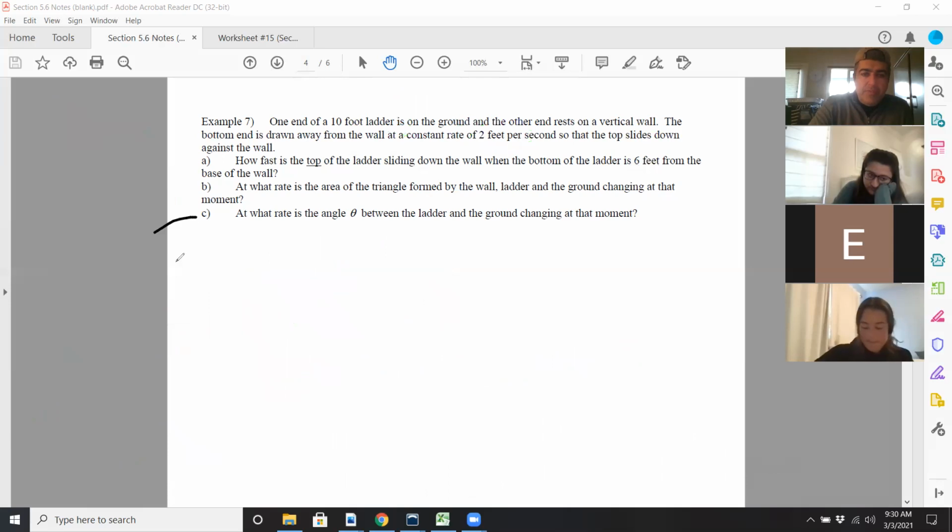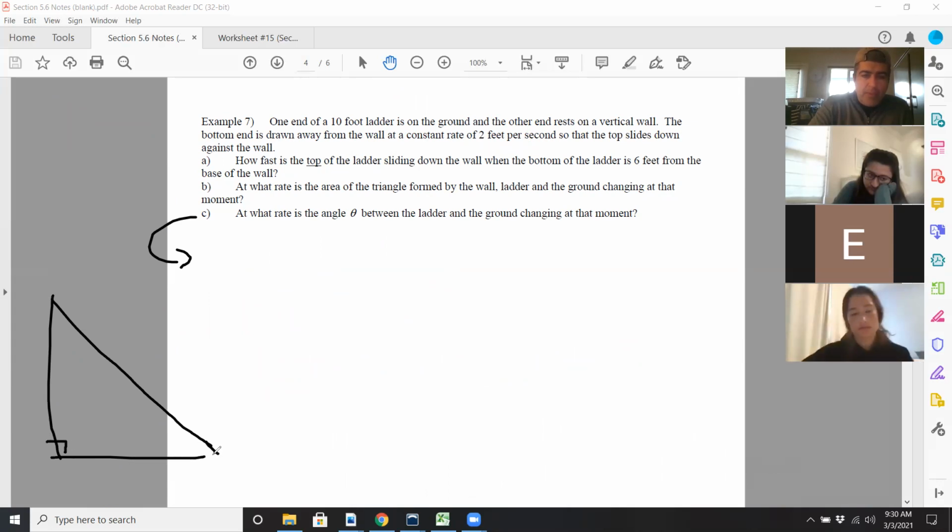Lastly, part C. At what rate is the angle theta between the ladder and the ground changing at that moment? Okay, well, let me draw that diagram one more time. Theta is between the ladder and the ground, so this is theta right here. Here's x, here's y, and here's 10. And technically, this is really 8 and 6 because we're looking at that moment, right?